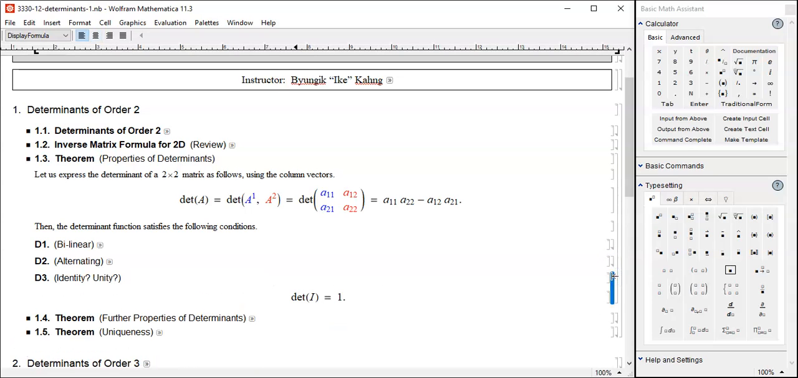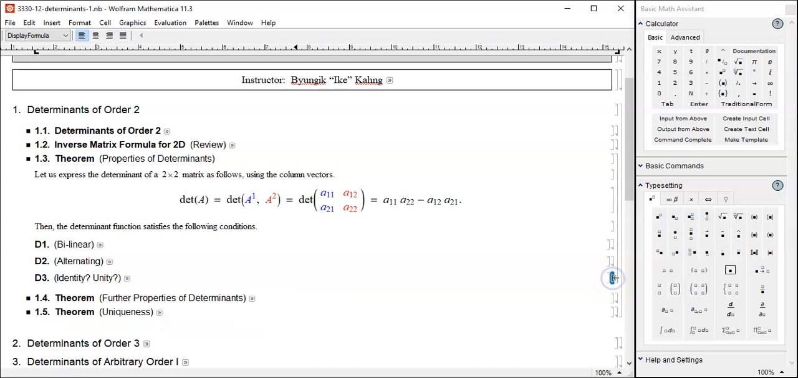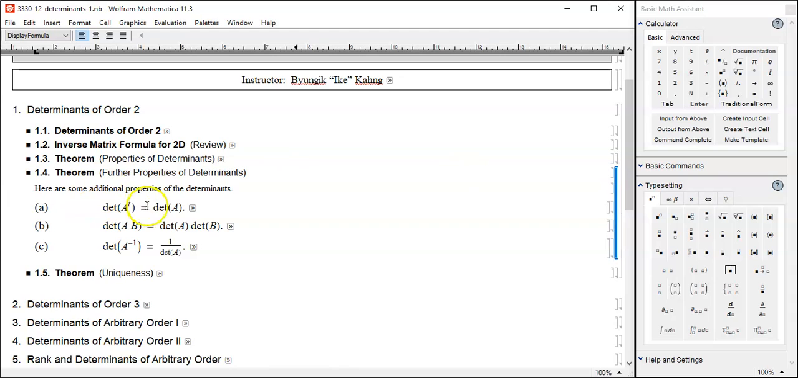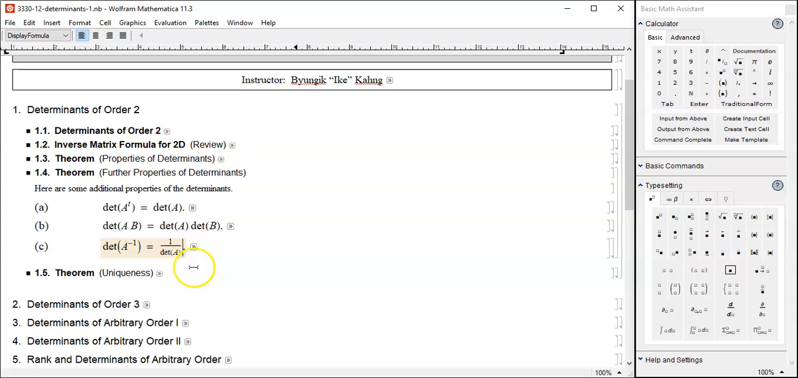Finally, determinant of an identity matrix is always 1. I don't know the name, identity property or unity property, I don't know. I don't remember. Maybe both of them are right. So those are standard properties of determinants. And then there are some further properties. Determinant of a transpose is the same. Determinant of a product is the product of determinants. And finally, determinant of inverse is 1 over the determinant.